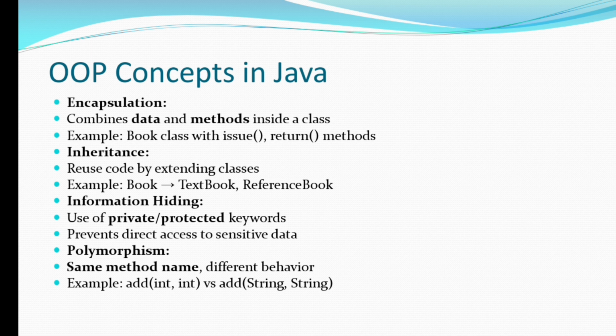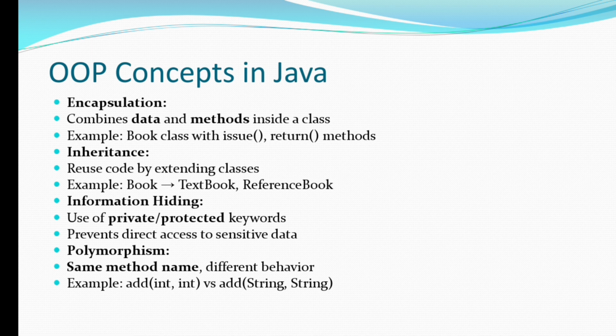These are the keywords provided by Java, which prevent direct access of the sensitive data. If you want to protect some sensitive data, some private data, we can maintain that using keywords like private and protected. This is called data hiding.